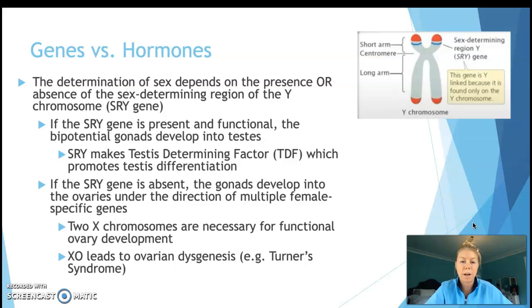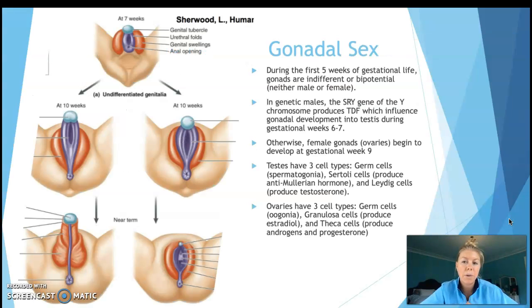Two X chromosomes are necessary, though, for functional ovary development. That means if the female ends up with one X chromosome and none from one of the parents, so they're XO, that will lead to ovarian dysgenesis, also known as Turner syndrome. An example of the SRY gene is shown in the image, and it is Y-linked because it's found only on the Y chromosome.